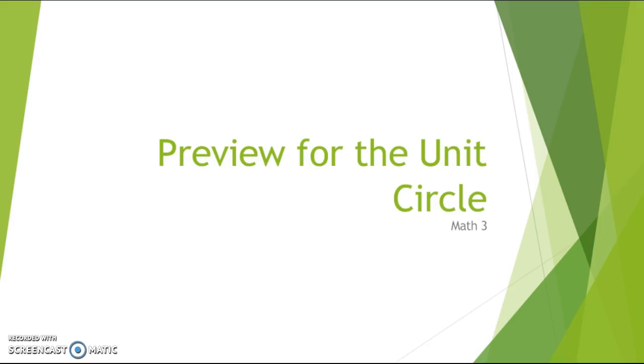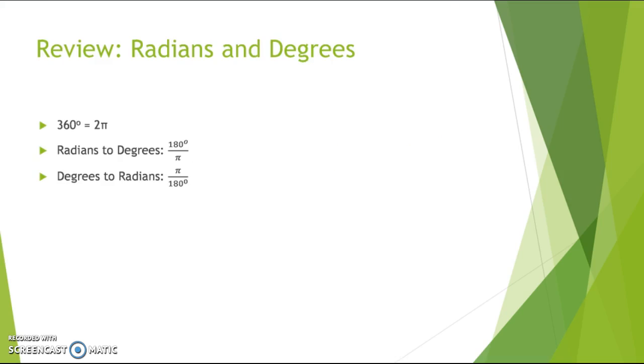For this video, we're going to look at a couple of things to get us set up to talk about the unit circle in class. So to begin with, we're going to review radians and degrees. Remember, 360 degrees is equivalent to 2 pi radians. So whenever we want to go from radians to degrees, we multiply by 180 over pi, and degrees to radians, we multiply by pi over 180.